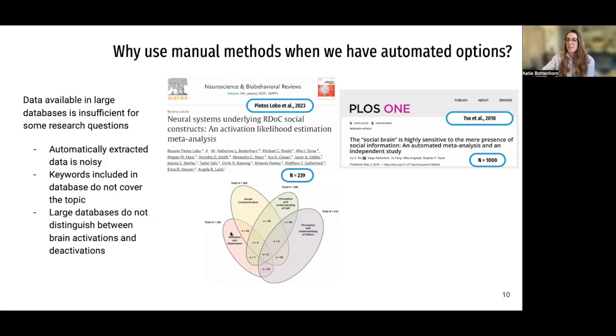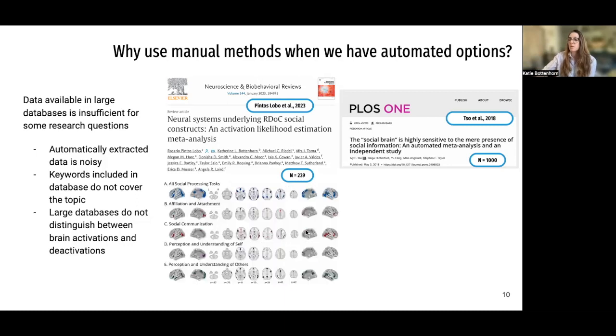And this is largely because the research domain criteria meta-analysis was really interested in looking at papers that used experiments analyzing affiliation and attachment, social cognition or social communication, perception and understanding of self and others, which are the RDoC constructs. And we wanted to know specifically about the individual brain activations underlying each of these aspects of social cognition, in addition to overall social cognition.